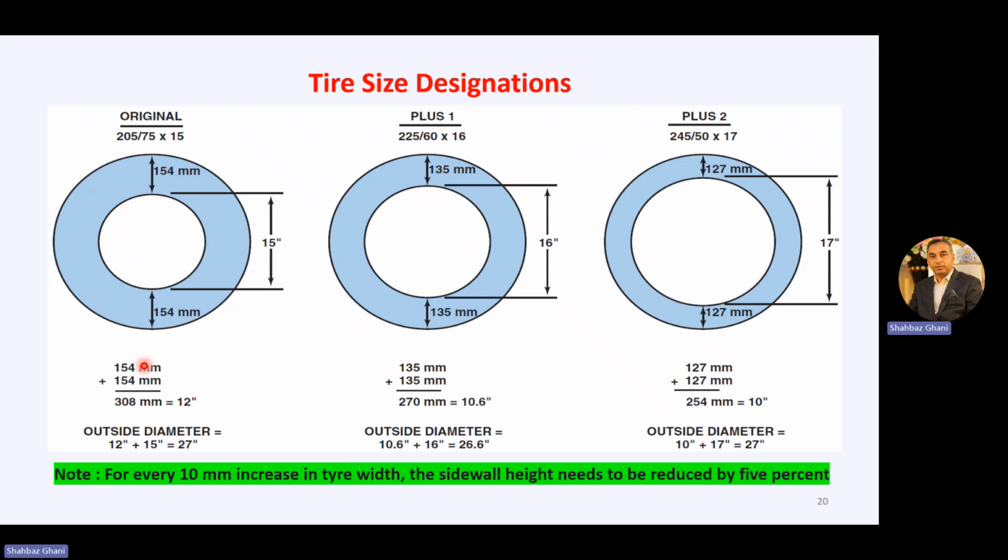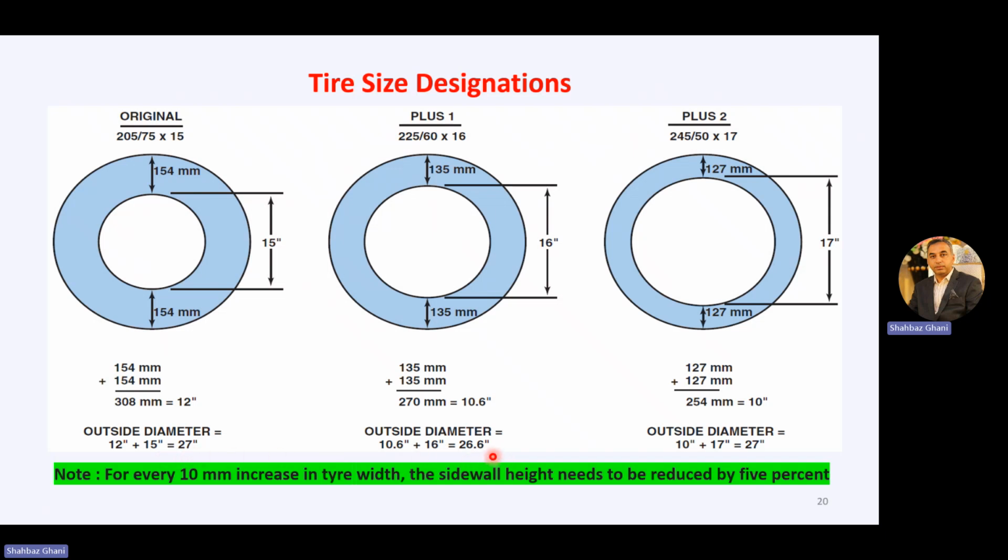So the outer dia is 2 into this sidewall height plus the rim dia. So it comes out to be 27. Now we are going on a plus 1 size. So we know the dia changes from 15 to 16 inches. So the height of the side wall is going to reduce. To be on the safe side, we have calculated the outer dia, that is 27 inches.